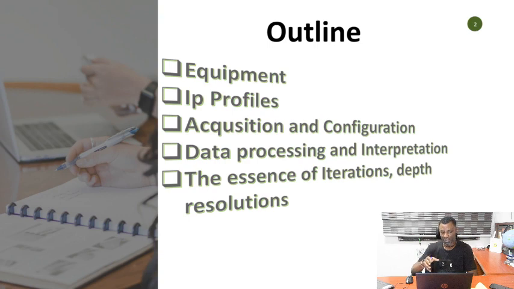This is just what I've said. We've covered the equipment, covered the IP profile. So I will go back to some of the profiles we're talking about. Then we'll talk about the acquisitions and the configurations, the data processing, and all that. I'm going to use some of the pseudo sections to bring out an outline of what we are talking about.